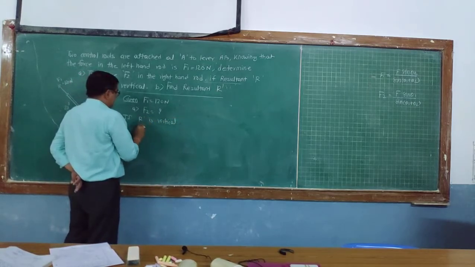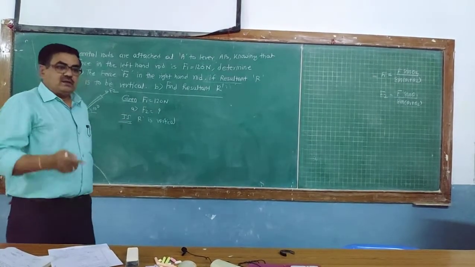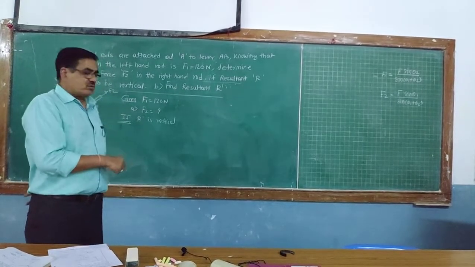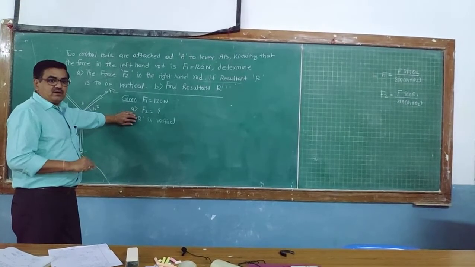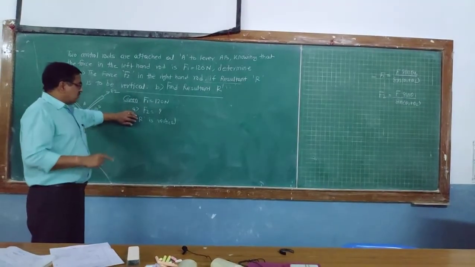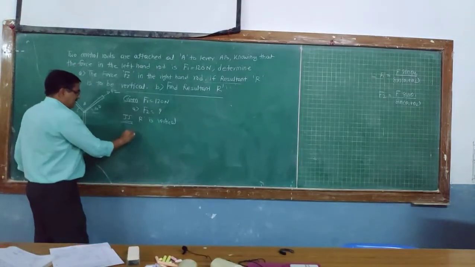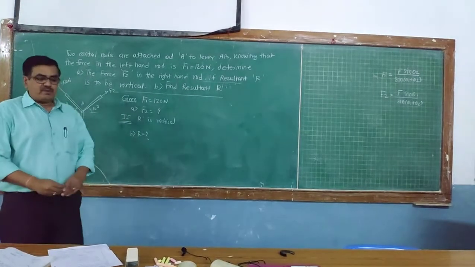So this condition is very important. When such a condition is given, you should solve the problem using that condition. This is nothing but a hint given to you indirectly. If R is vertical, use this condition and solve the problem. Very simple. And in part B, we have to determine the corresponding magnitude of the resultant.